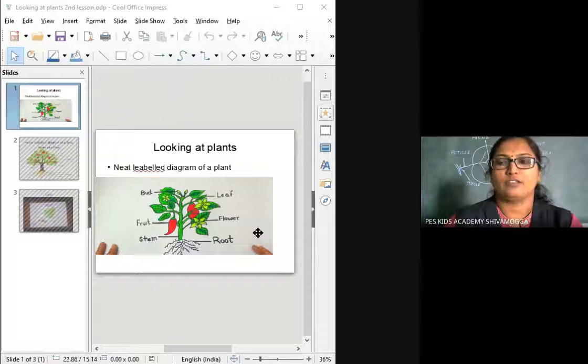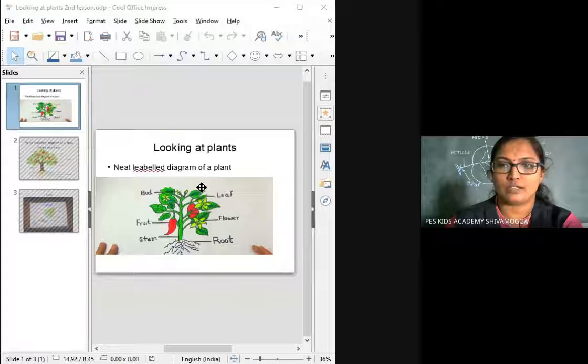plant, right? Plants have many parts. The lower part, which grows under the ground, is called the root. Root helps in the absorption of water and minerals from the soil, and it provides nutrition to all parts of the plant. The stem helps the plant stand erect, and it has different types of tissues called xylem and phloem tissues.